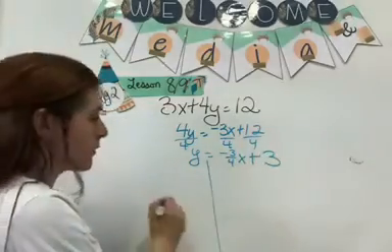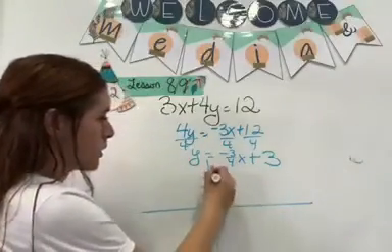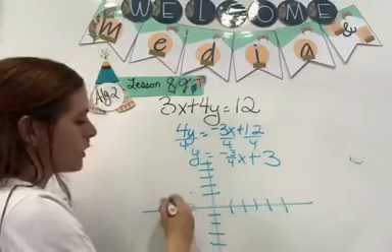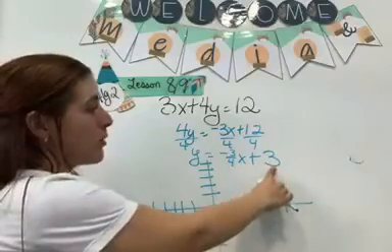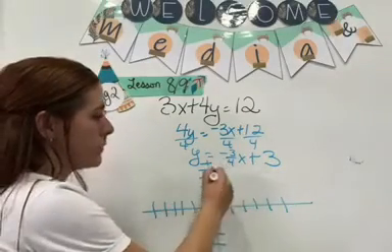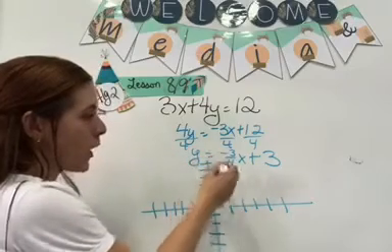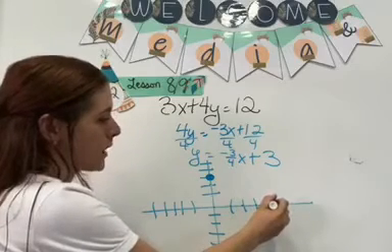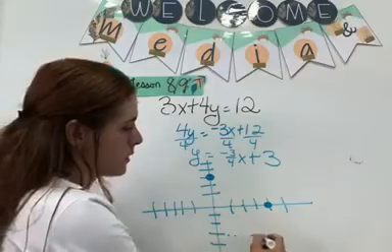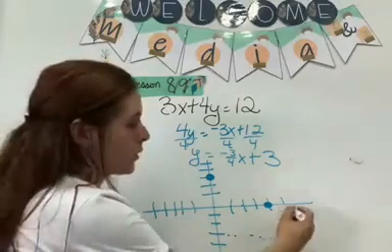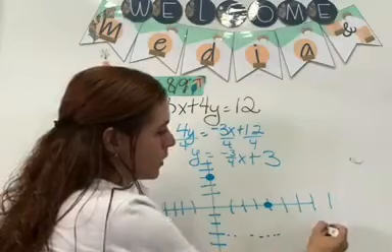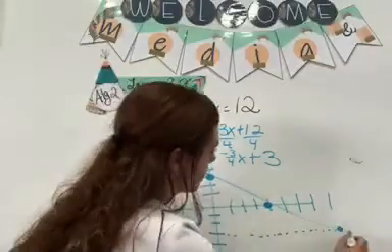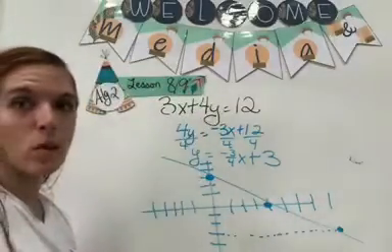Then you draw your graph. 1, 2, 3, 4, 5 in each direction. Okay, you're going to go up 3 because that's your y-intercept. 1, 2, 3. Down 3 over 4. 1, 2, 3. 1, 2, 3, 4. Okay, down 3 again. 1, 2, 3. Over 4. 1, 2, 3, 4. Right there. Okay, and you draw your line. That's your practice. Okay, let's go on to lesson 9.